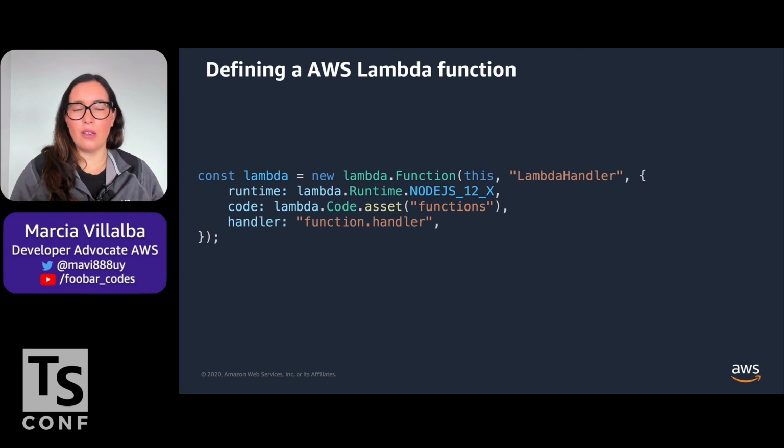So creating a new Lambda function is as easy as saying new Lambda, using that import that we just used, new Lambda function, and then we pass a name. In this case, I call it Lambda handler, very original.